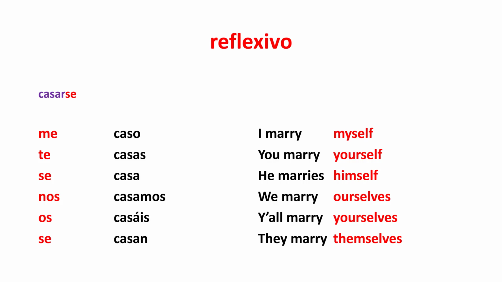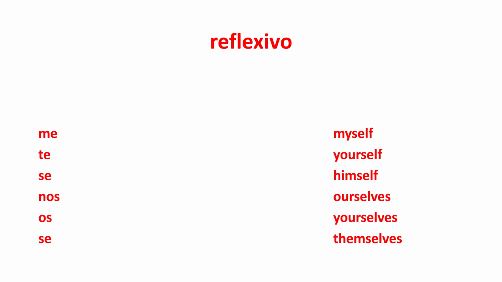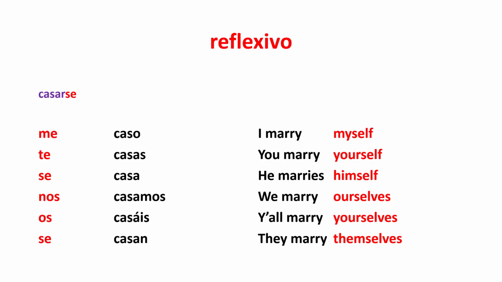Me caso, te casas, se casa, nos casamos, os casáis, and se casan. Notice what each of the reflexive pronouns means in English. Me is myself, te is yourself, se is himself or herself, nos is ourselves, os is yourselves, and se is themselves. That's what each one of these reflexive pronouns means. Me, te, se, nos, os, se. Se on its own means oneself. So when we look at casarse, to marry oneself, this is how we'll conjugate the verb. Me caso, te casas, se casa, nos casamos, os casáis, and se casan.